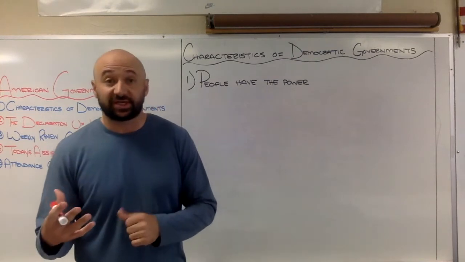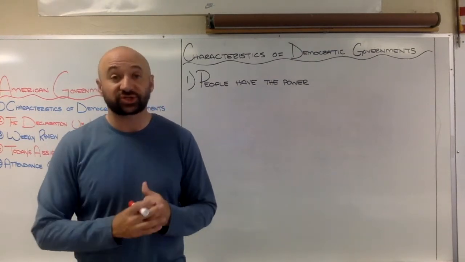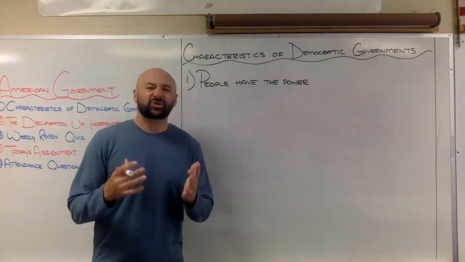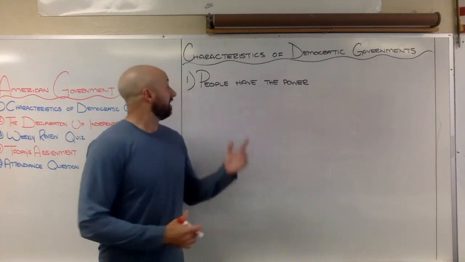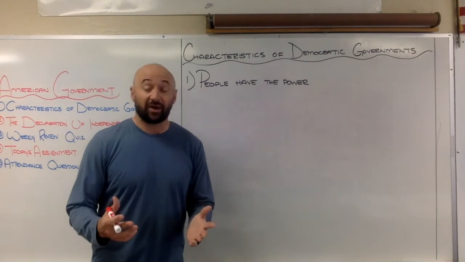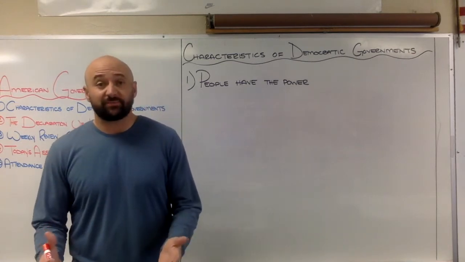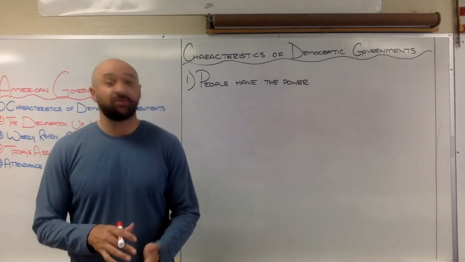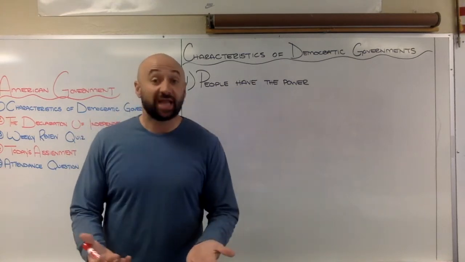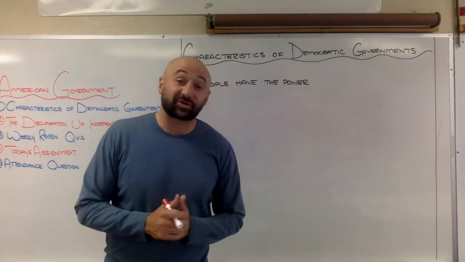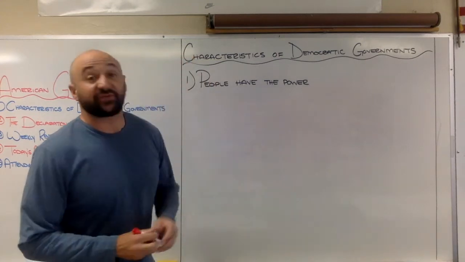The first, as you can see already over my shoulder, is that a characteristic of a democratic government, you can't start without saying people have the power. If you have a government that says it's a democracy and the people don't have the power, it's not a democracy. It is not a democratic government. And there's a specific term for this.